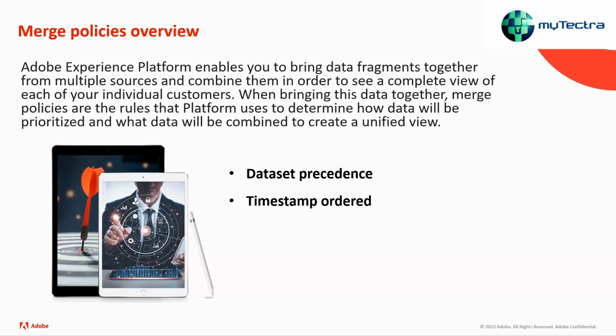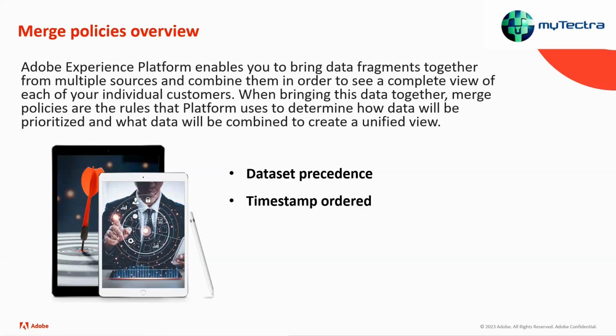Another one is timestamp ordered. Timestamp ordered means it uses the most recent data. If there's a conflict, you pick the information that was updated more recently. It doesn't care which data set it's coming from, it cares only about the timestamp. By default in AEP, for the individual profile we're working on, it is timestamp ordered. In the sense, whatever the recent data that was ingested to the schema or a data set, irrespective of which data set it's coming from, if it's tagged to the schema, whatever the updated one is, it will take it.